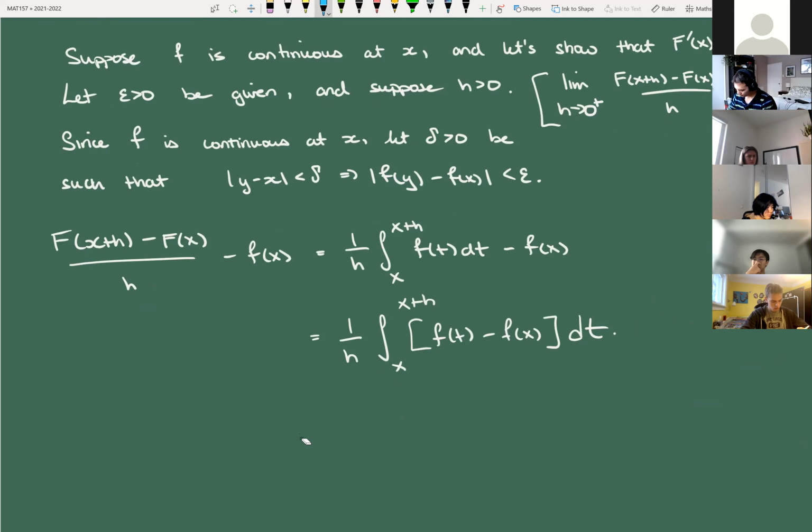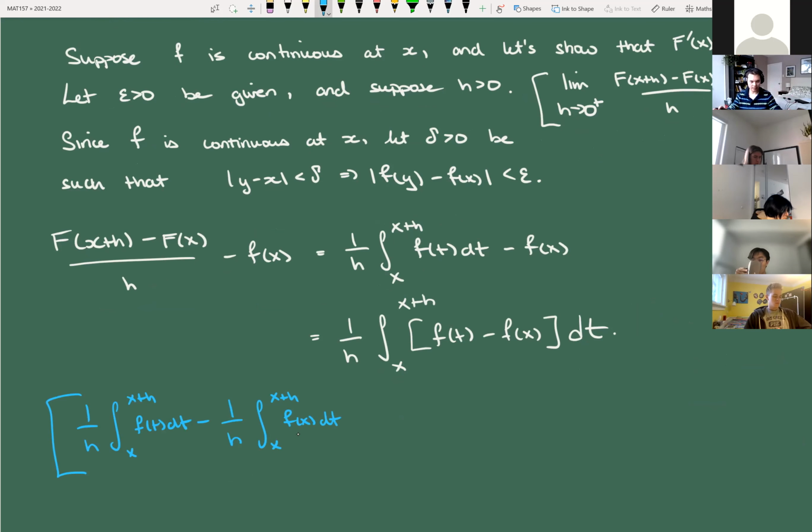So let's just say I've got 1 over h times the integral from x to x plus h, f of t. So I'm going to split this integral up like this. Oops, I need my dt. Right, so that is that integral, but I split it up, right? Because I know I can do that, right? We know that the integral is additive.